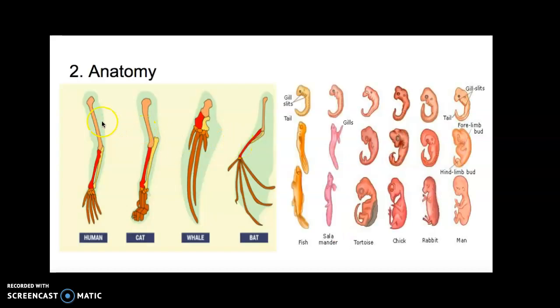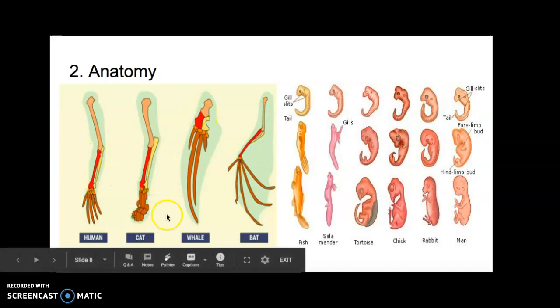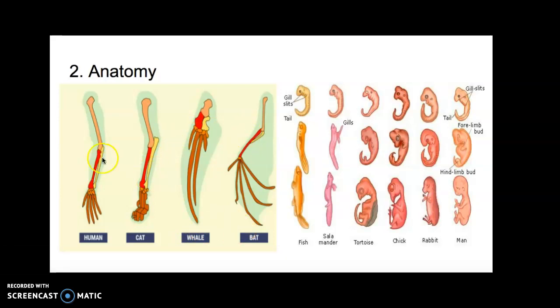Another type of evidence is anatomy. These are radial bones. In your arm, you have a radius and ulna, and this one's the radius. Cats, whales, and bats have this analogous structure. It has a similar function, but they are organisms that are not necessarily directly related to one another. And so we call that an analogous structure.